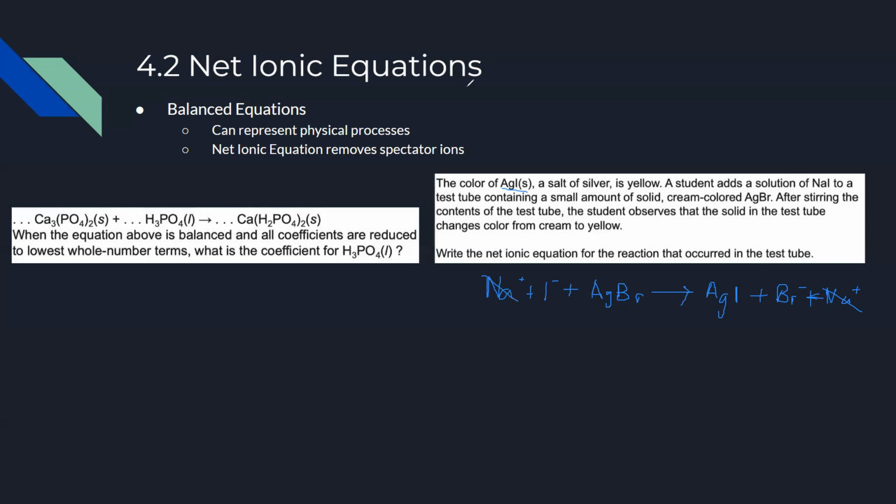So let's erase it out and just make it into I minus plus AgBr creates AgI plus Br minus. So that's our net ionic equation.